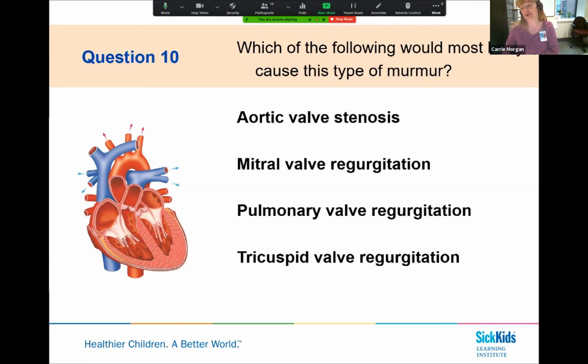So mitral valve regurgitation would be a systolic murmur. When the ventricles are contracting, blood would eject through the mitral valve and regurgitate into the atria, causing a systolic murmur. Tricuspid valve regurgitation would also be during systole. When the right ventricle was pumping, blood would back up and regurgitate into the right atria during systole.